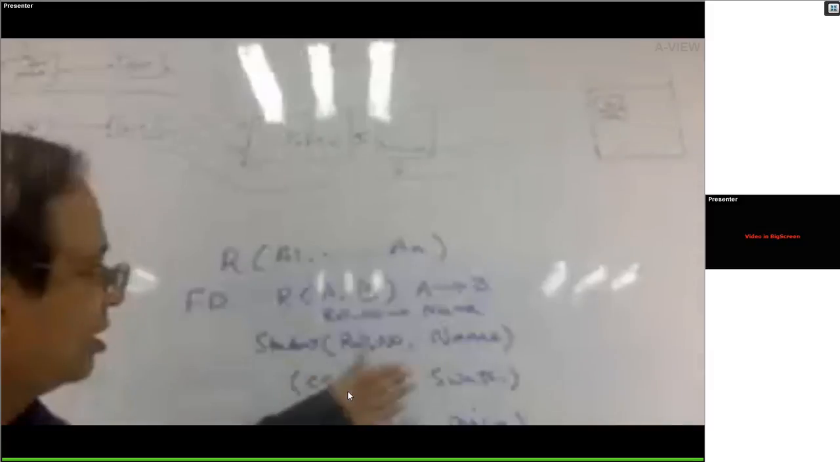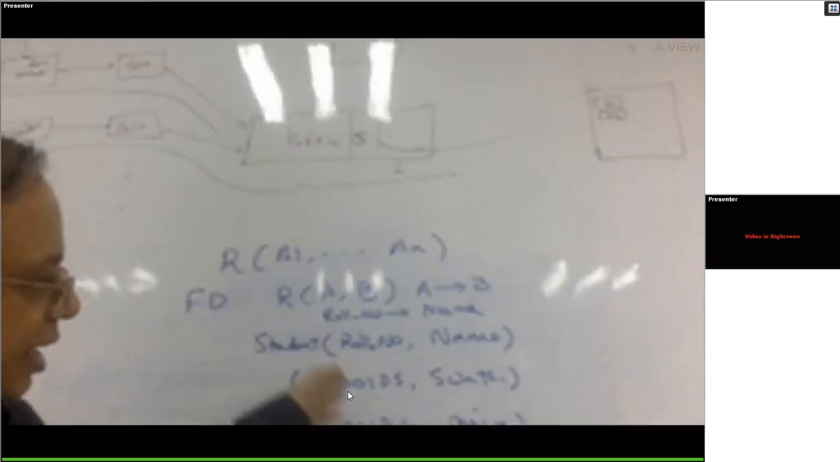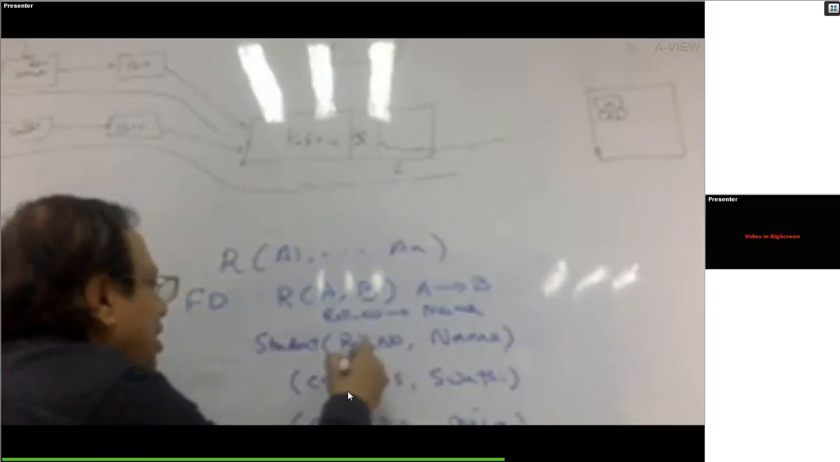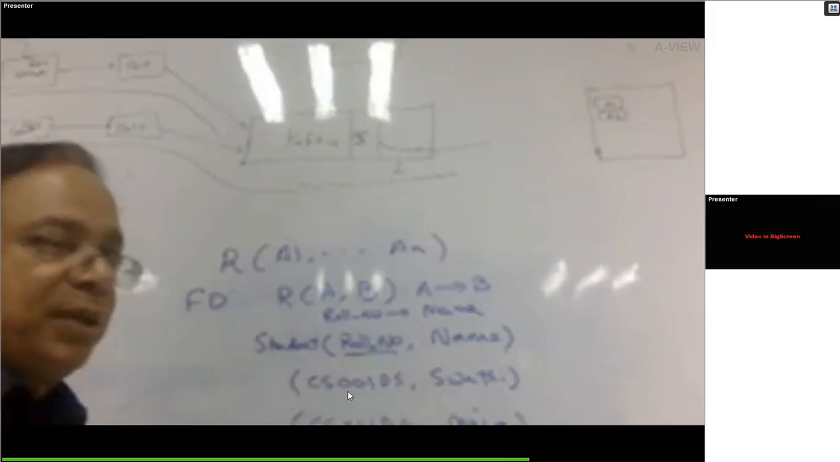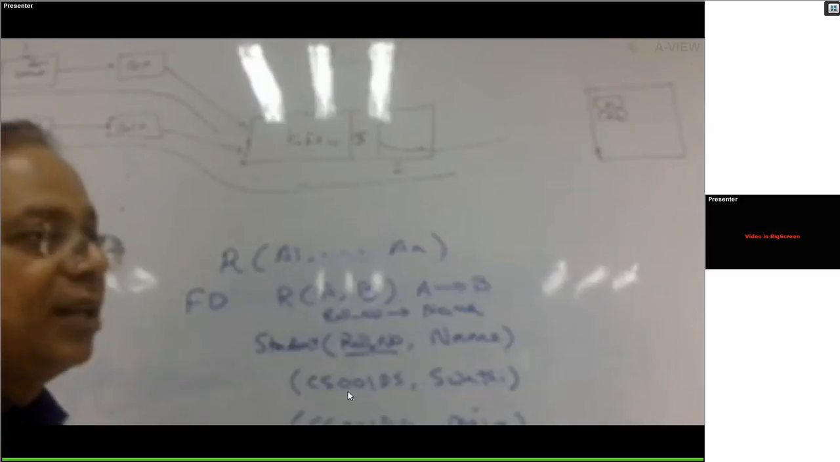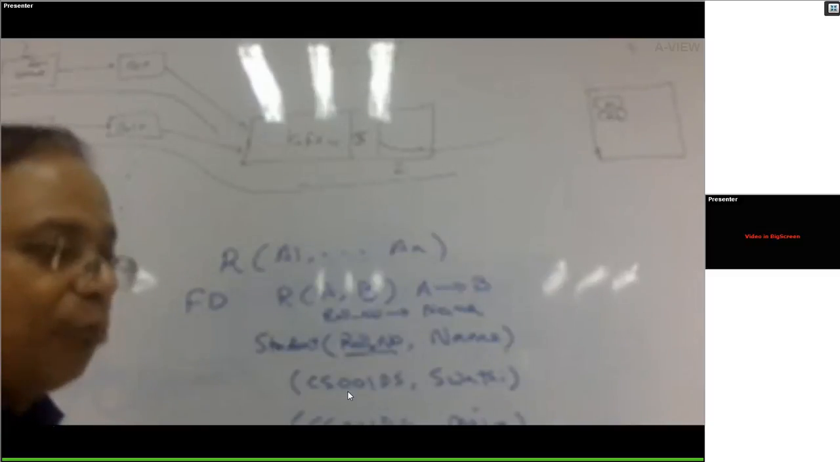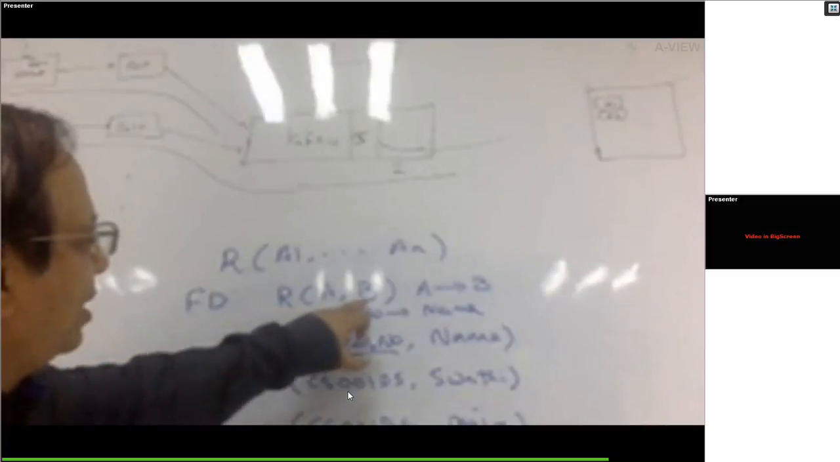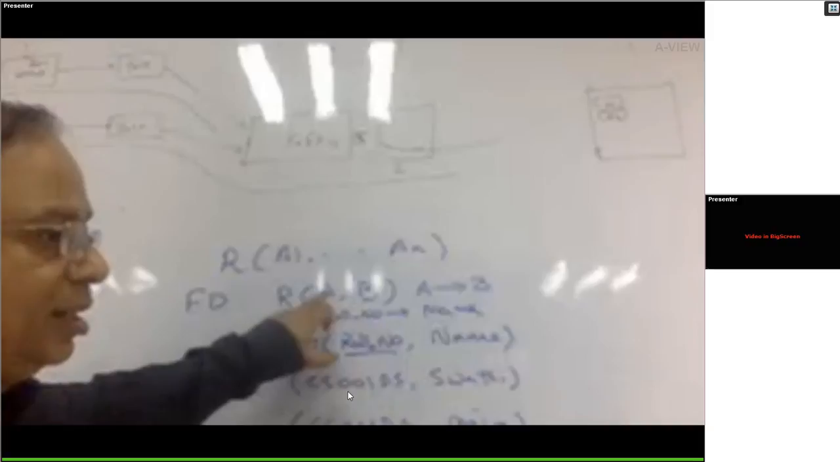So by a functional dependency A to B in a simple relation like this, you know that roll number determines the value of name, and hence roll number becomes the key for this relation. So from the domain, the domain tells what the dependency between the attributes is.